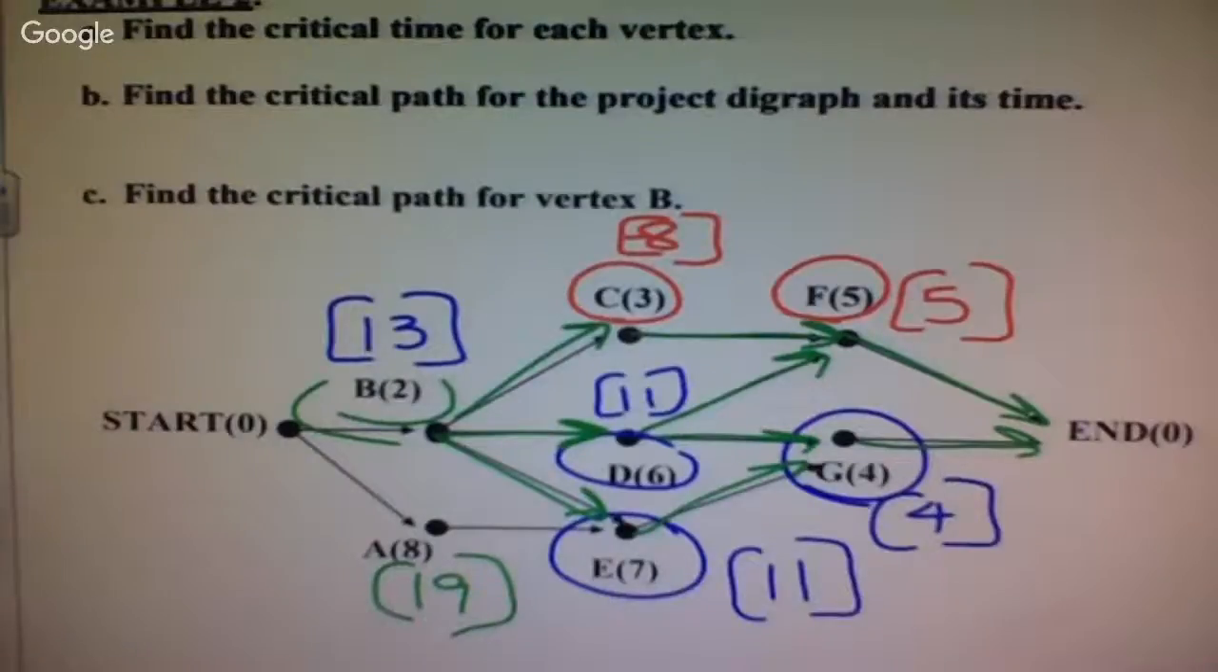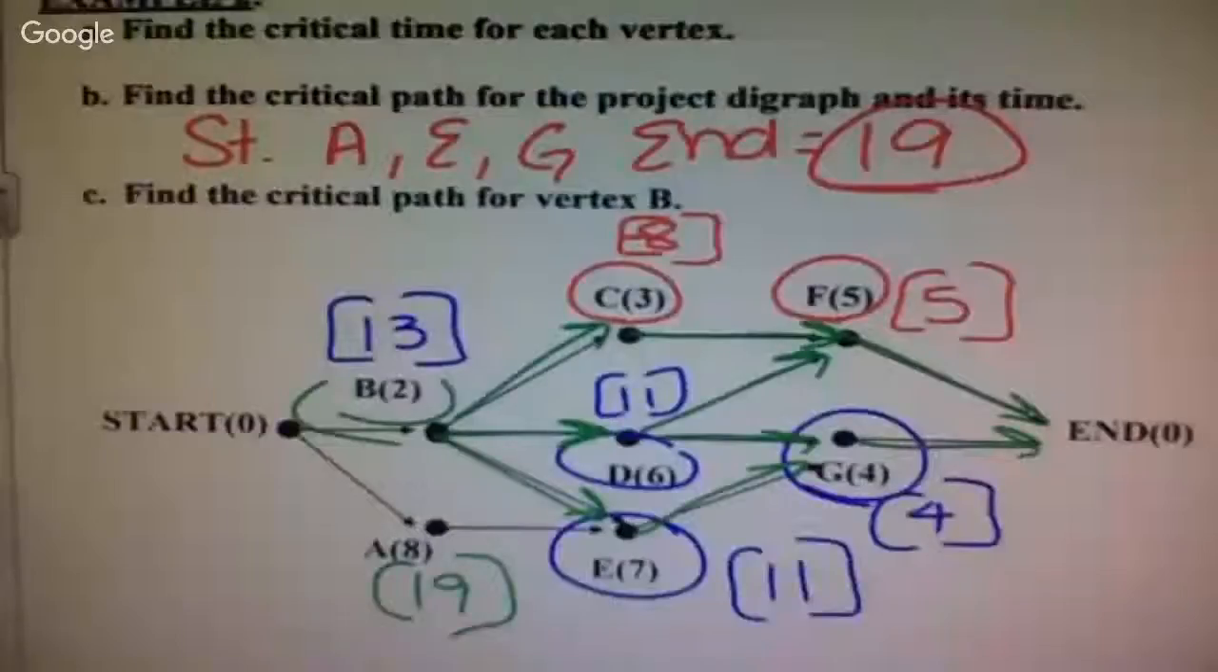Okay. So you've now found the critical time for each vertex. They want the critical path and its time. So what's the biggest way that I can go from start to the end? A, B, G, N. Okay, so start from A to E. When I schedule all of these tasks, it should never ever be below 19.